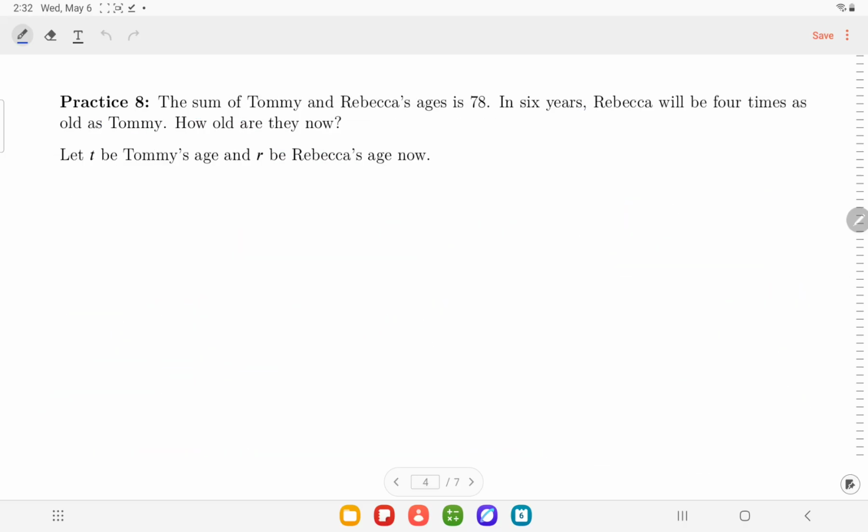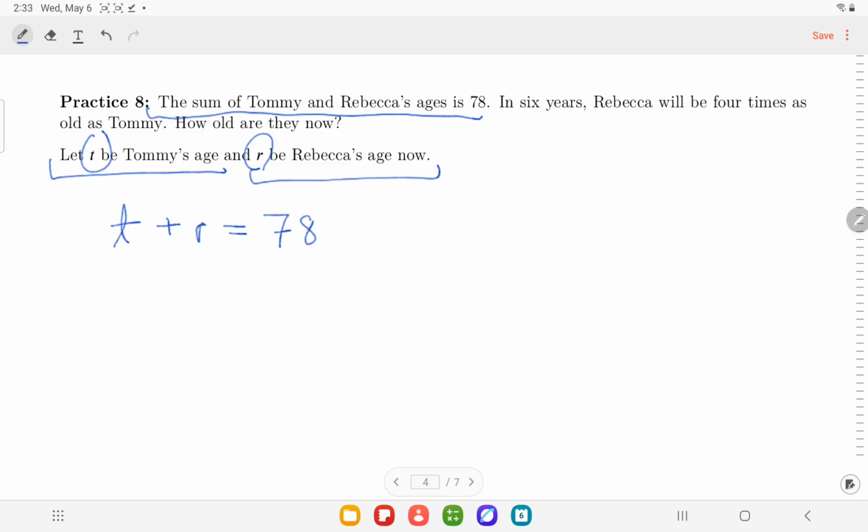Now we're going to look at a little bit of a more complex type of problem where we're going to need 2 equations to solve. So we know that the sum of Tommy and Rebecca's ages is 78. So now we're going to make 2 different variables, one for each of their ages. So here we have T as Tommy's age and R as Rebecca's age. So we know that T plus R is 78.